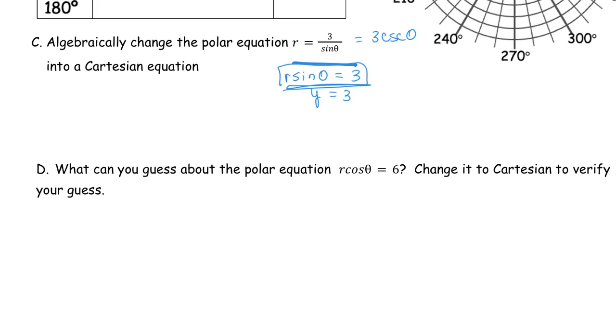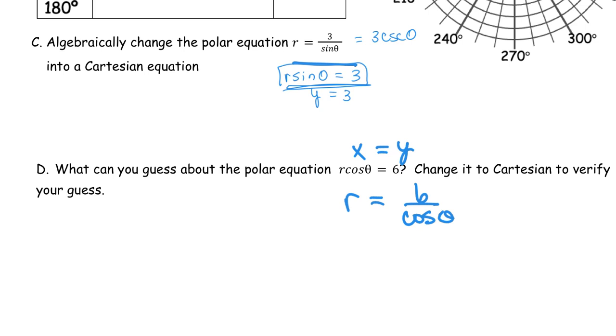Can you tell me anything about what r cosine theta equals 6 would be? If I simplified it for r, then it would be like this. So now I know cosine's in the denominator. And of course, this is a quick turn to r equals 6. So now talk to me about that vertical line.